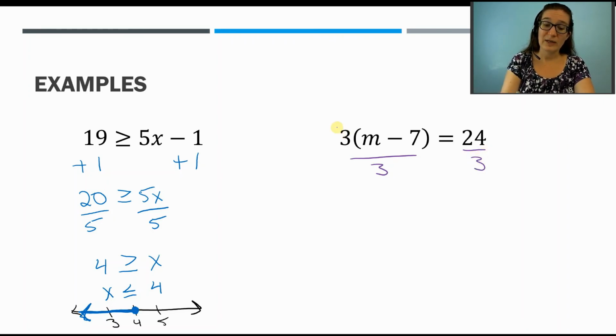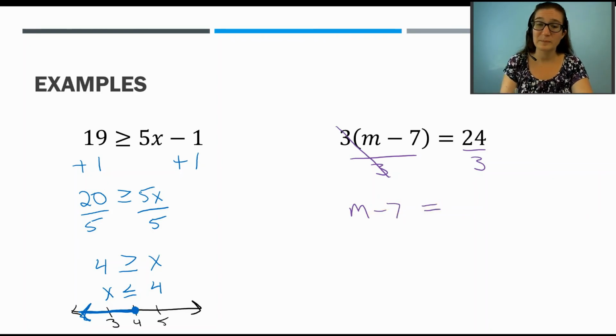Multiplying by 3 and dividing by 3 are opposites, so I'll have just 1 there, which means I've got just the m minus 7 left over, and since there's no multiplying, I don't need the parentheses anymore. And 24 divided by 3 is 8. There we go. So we sort of divided first and our group kind of went away, which is nice and convenient.